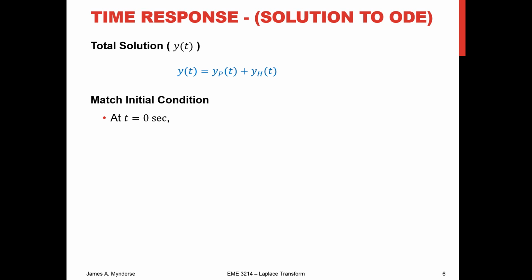So there's the particular plus the homogeneous. We'll add them together and we get y of t. And we know what those values are now. It's VSS and Ae to the lambda t. And so we need to match our initial conditions.